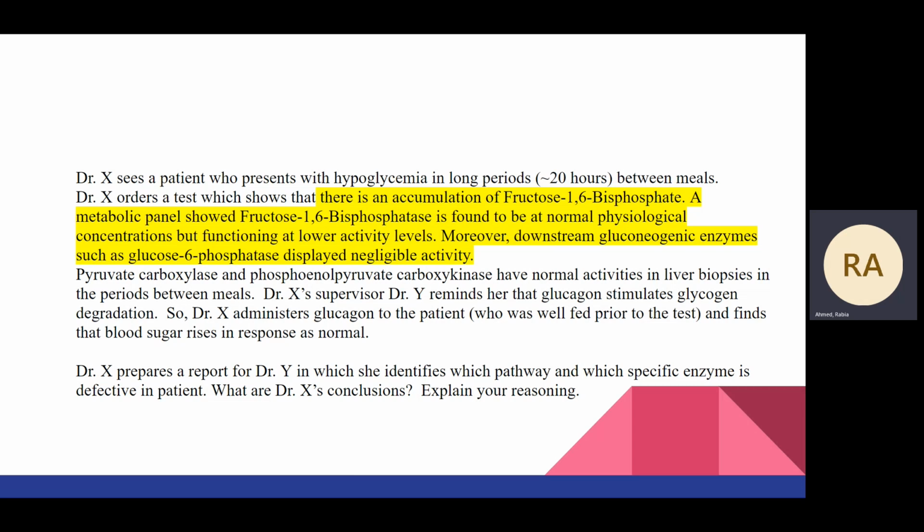In the periods between meals, Dr. X's supervisor, Dr. Y, reminds her that glucagon stimulates glycogen degradation. So Dr. X administers glucagon to the patient, who was well fed prior to the test, and finds that blood sugar rises in response as normal. Dr. X prepares a report for Dr. Y in which she identifies which pathway and which specific enzyme is defective in the patient. What are Dr. X's conclusions, and explain your reasoning?